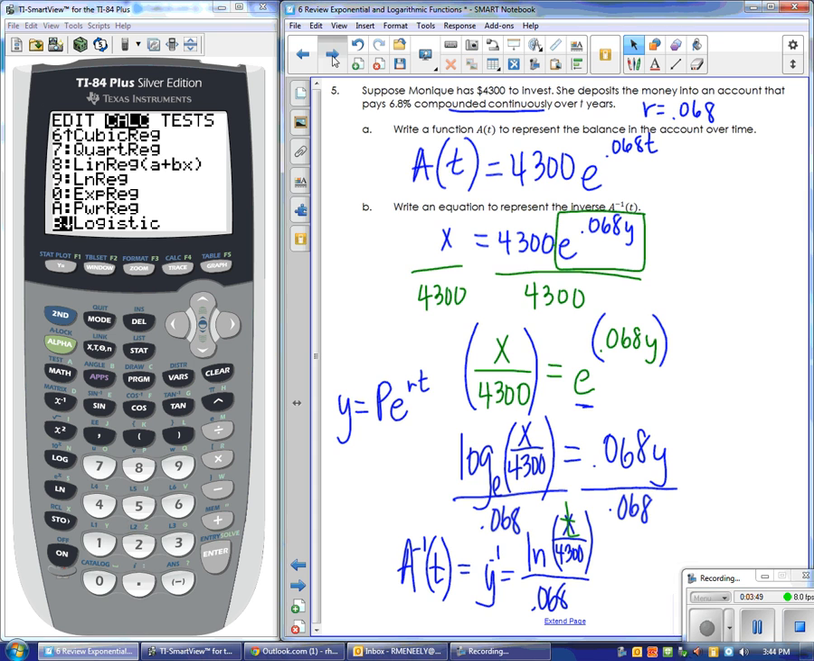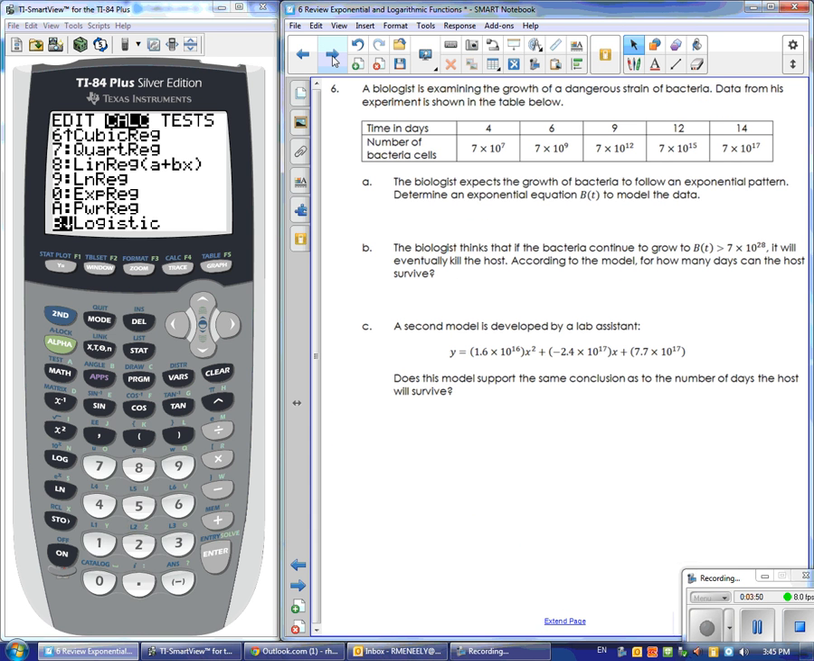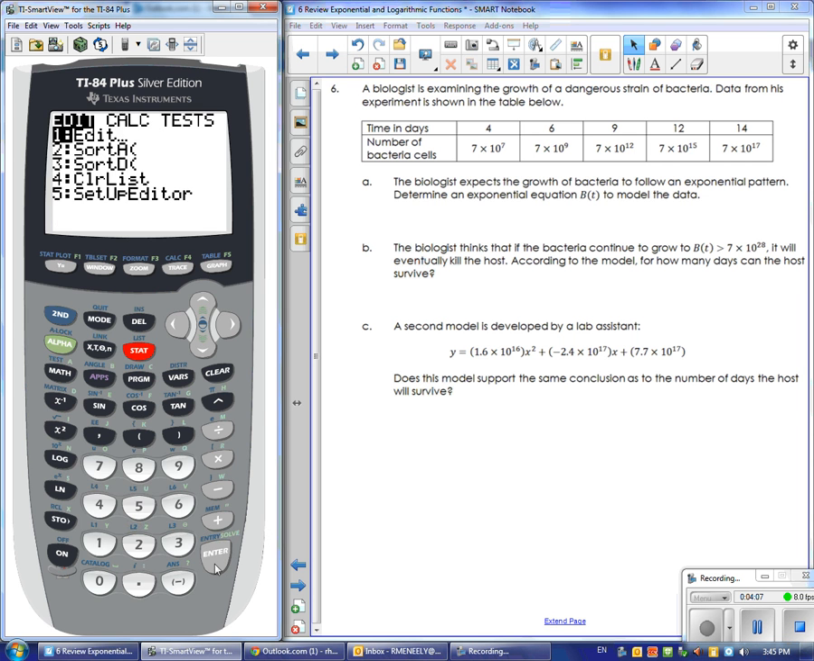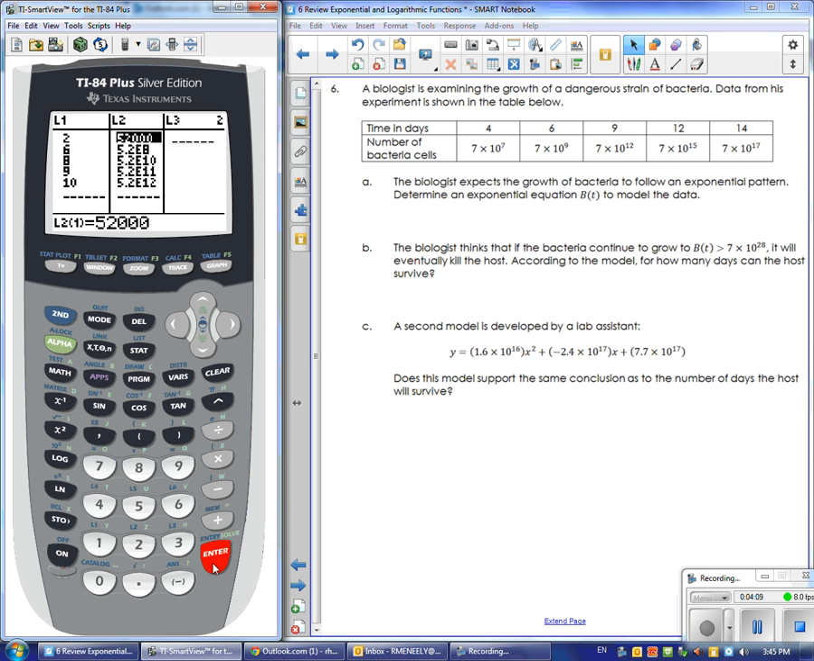All right. Problem number 6. This is a problem that's very similar to the one we did in class, where, in fact, it's the same problem. I just used different numbers. A biologist is examining the growth of a dangerous strain of bacteria. You're given the data from the experiment. Remember, when you're given data, that's basically called statistics, and we want to go ahead and enter our statistics into our lists.